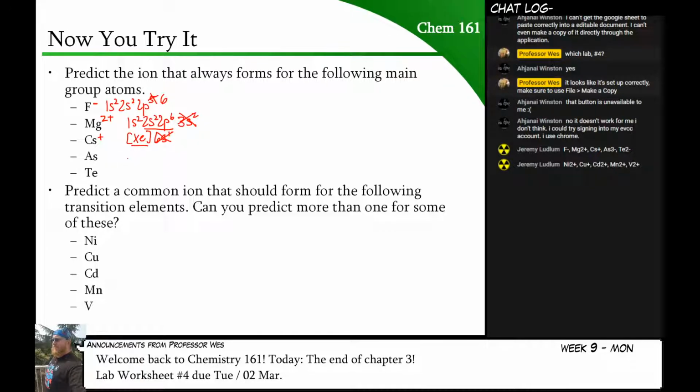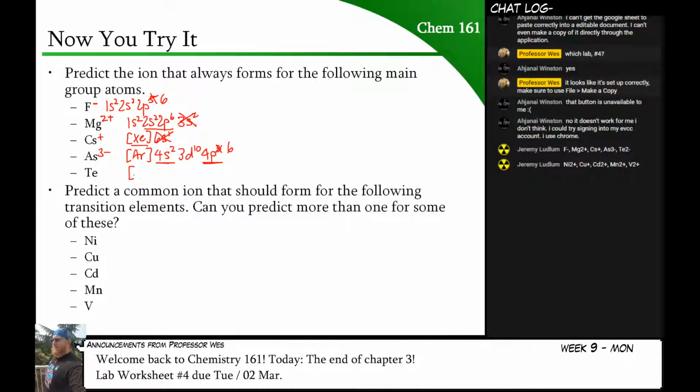What about arsenic? Arsenic is argon, 4s2, 3d10, 4p, 1, 2, 3. Here's my valence shell. This is going to be what I want to fill. So I've got to get this from 3 to 6, which means I go like that, give it 3 electrons, and we're all set.